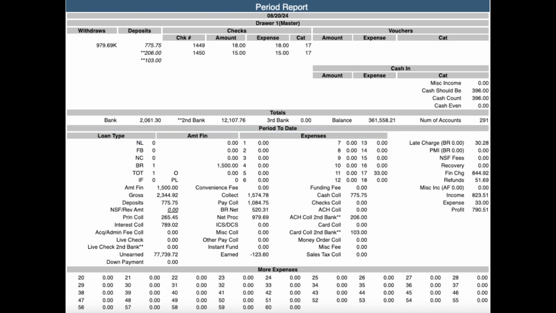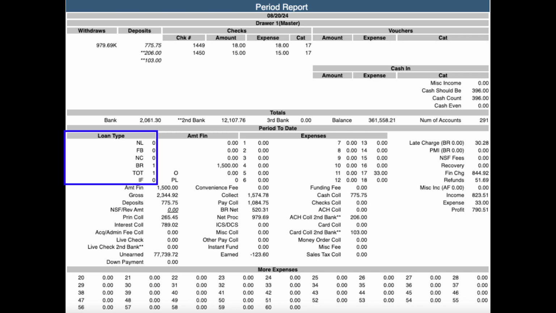Loan type contains the following: NL, new loan, someone who is taking out a loan for the first time with your company. FB is a former borrower loan type, someone who has paid off their loan and returned to open a new loan. NC, no cash renewal loan type. Either this is a $0 renewal or the borrower had to pay some amount of money to renew and did not receive any cash to refinance the loan.